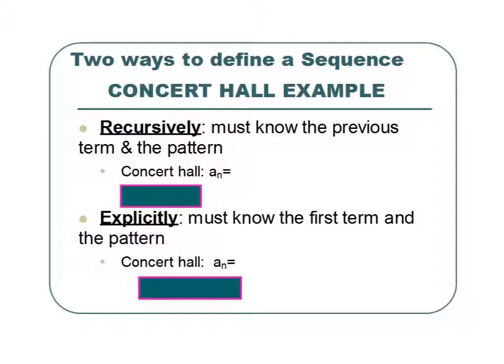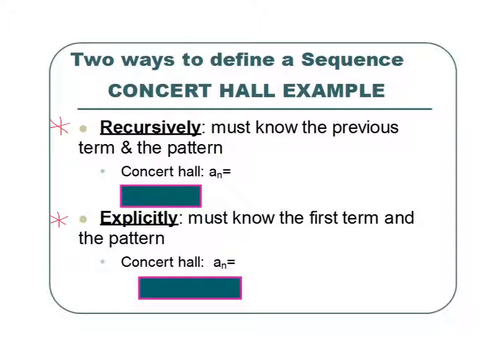Okay, so then let's look at our concert hall example, and what we're going to do is try to define this sequence. There are 2 ways that we define sequences, and these are 2 terms that we use quite a bit. We're going to either define it recursively or define it explicitly. Recursively is sometimes helpful. It's usually pretty quick and easy to write, but sort of not helpful also. Explicit is a more helpful way to define a sequence. If you're going to do it recursively, what you have to know is the previous term, and you have to know the pattern.